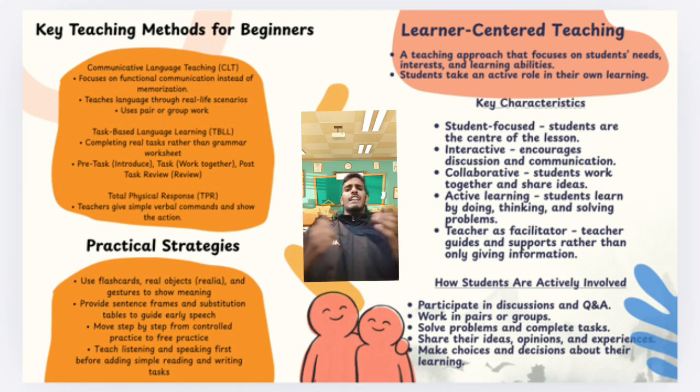So, how are students actively involved? For example, students can participate in discussions, group activities, problem-solving tasks, and presentations, and they can also share their own ideas, opinions, and experiences. This allows students to take more responsibility for their learning. For example, instead of the teacher explaining a topic for the whole lesson, the teacher could give students a problem to discuss in groups, and the students can come up with their own ideas and present their answers, while the teacher guides and supports them. Overall, learner-centered teaching makes students more active, independent, and involved in the learning process. So that's all from me.